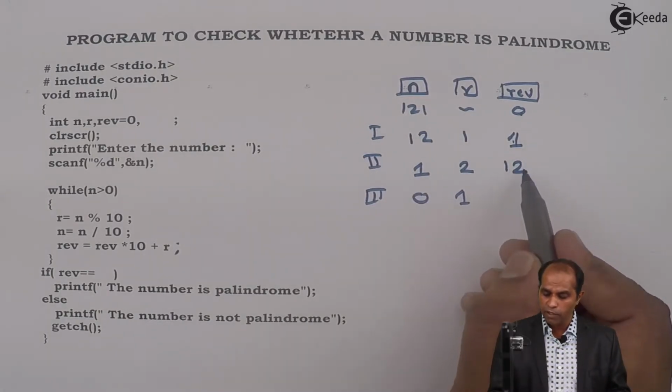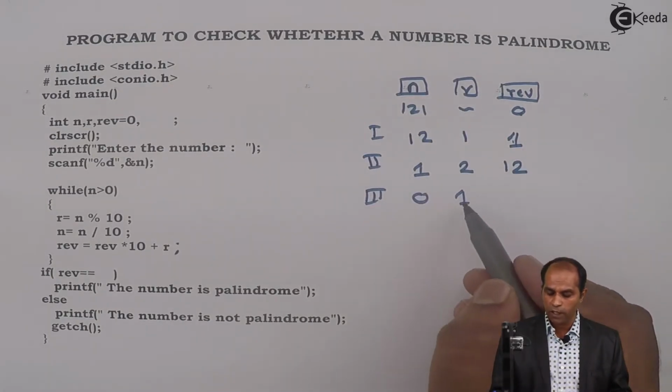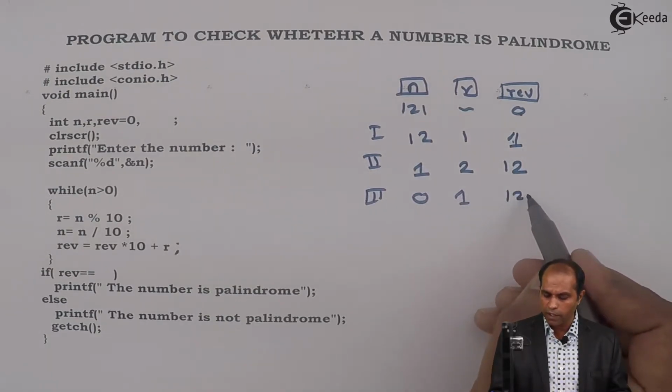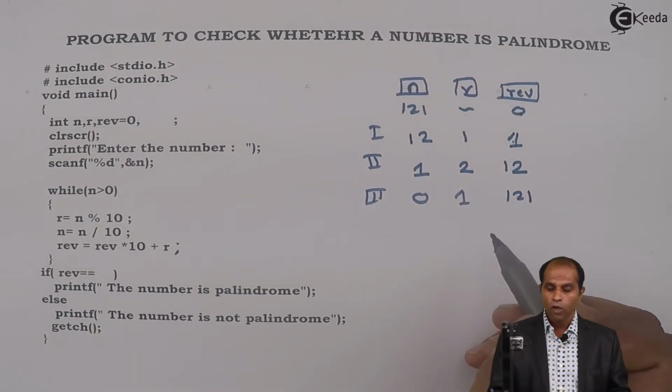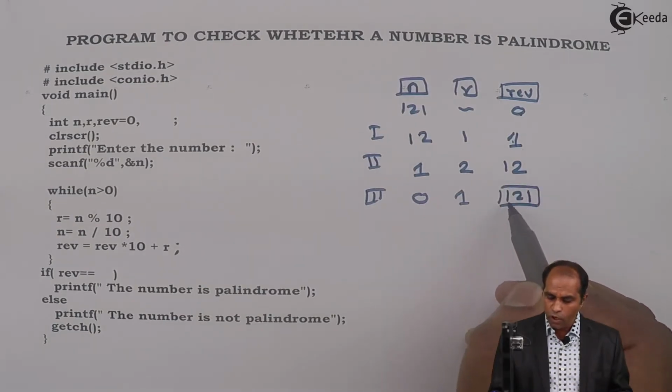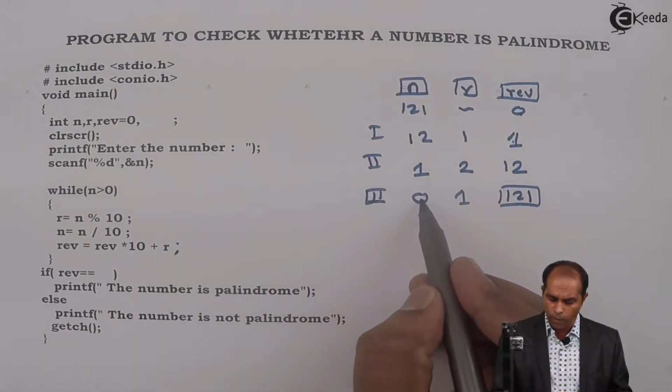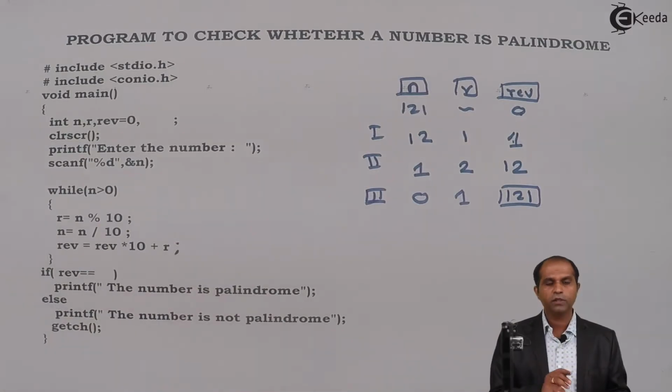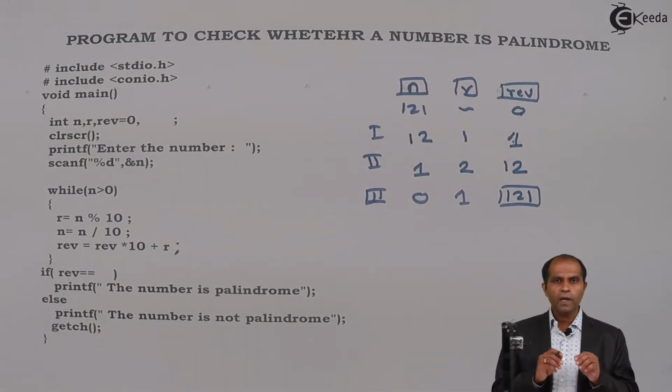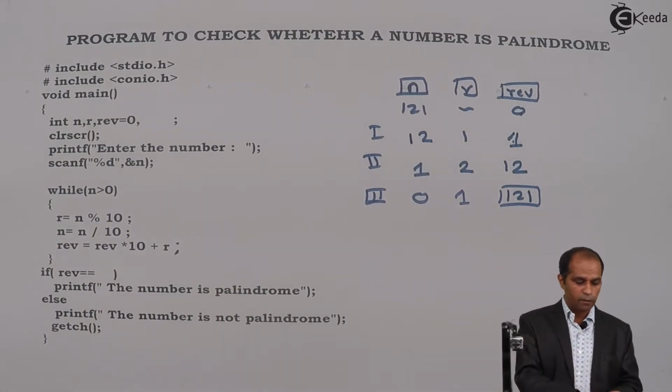Rev equals rev into 10. 12 into 10 is 120, plus r, that is 121. We got the value of rev in this case. The fourth execution is not possible because when you go back, 0 greater than 0 is false. False, so you will quit. Now I have to compare this rev with the original number.